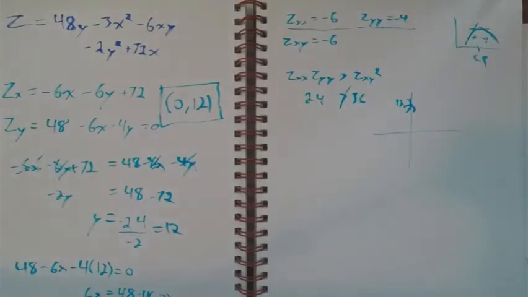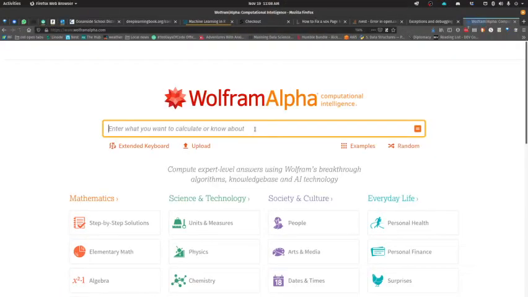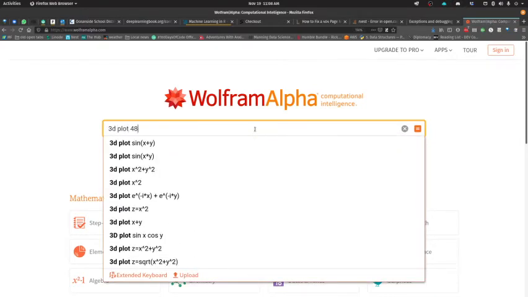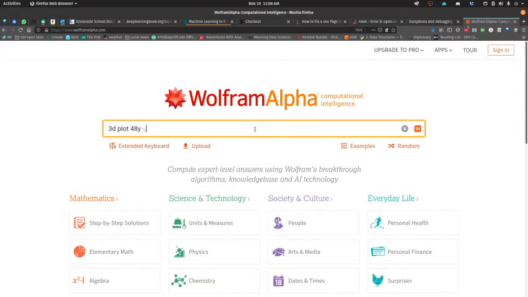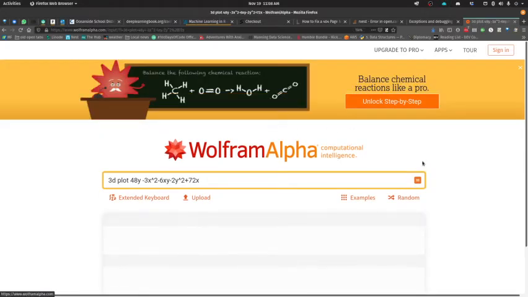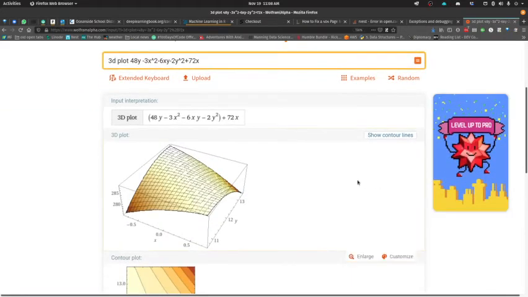Let's go ahead and load up Wolfram Alpha, and we'll see what it looks like. So our function is, we will 3D plot the function 48y minus 3x squared minus 6xy minus 2y squared plus 72x. All right, let's see what it looks like. And we'll try and make sense of this cross partial derivative.